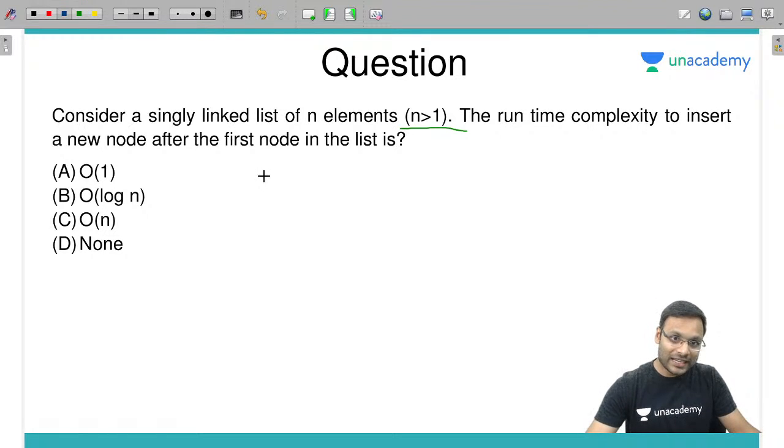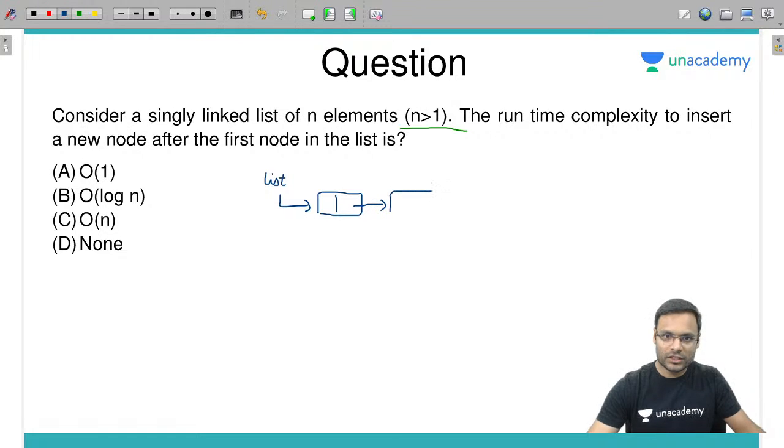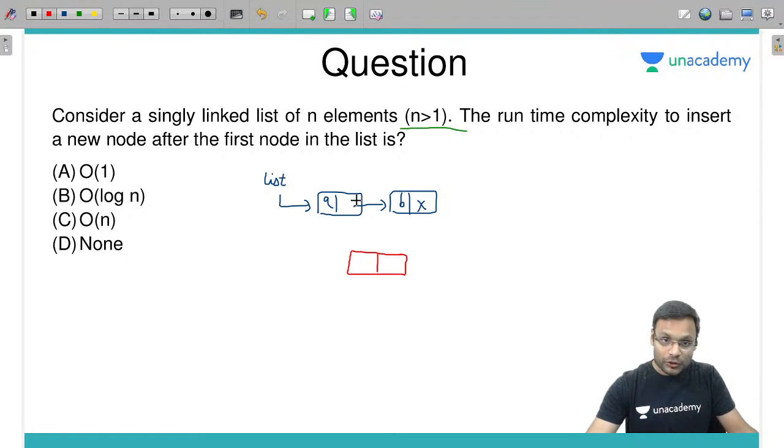ऐसे questions में example लेना बहुत आसान होता है. This is the list, minimum number of elements 2. Suppose elements are A and B. You need to insert another node after the first node, means at the second position here. What should you do? First of all, this particular node will have the item, suppose X. Its link part should be updated by the current second node, and the first node's link part should be updated by this new node.